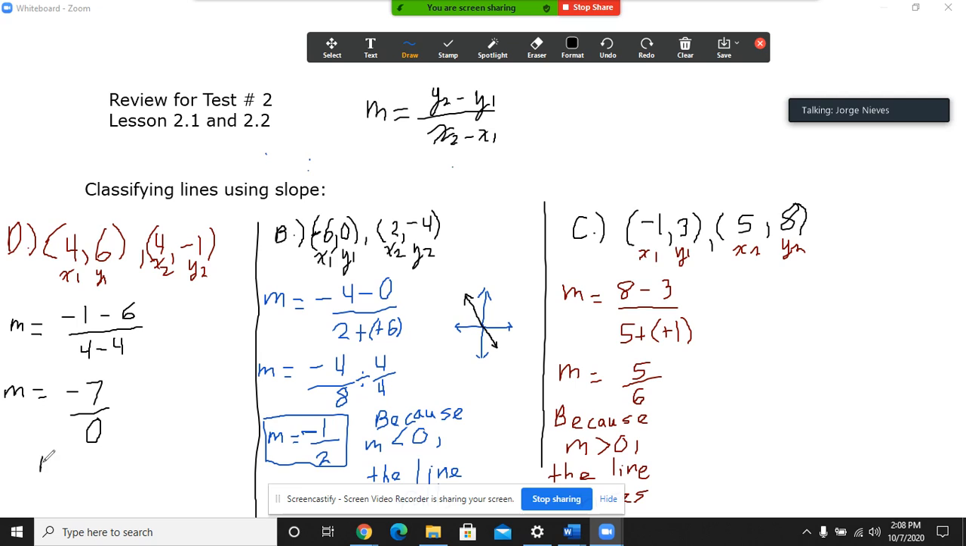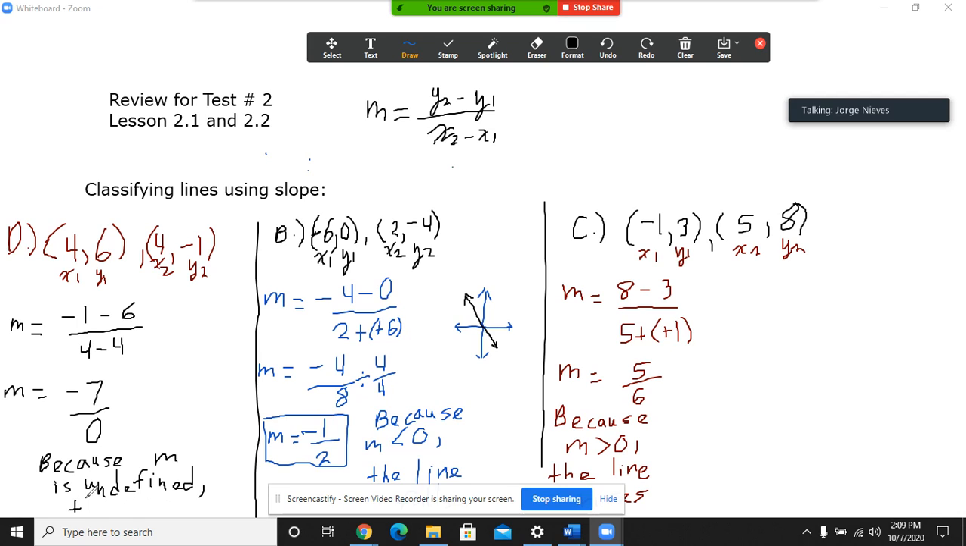So we got that because m is undefined, the line is vertical. Okay? Una línea vertical, vamos a verla ahora. So because m, or the slope, let me write it again. So because m is undefined, the answer we got is undefined. Because m is undefined, the line is going to be vertical, que es el último caso que vimos en clase. So because m is undefined, we say that the line is vertical.